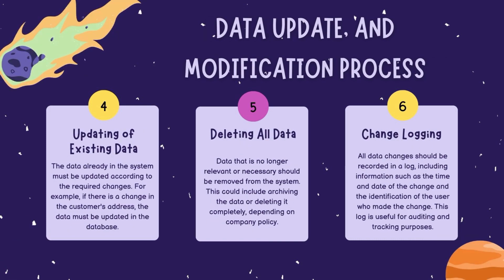Next, the fourth is updating of existing data. The data that is already in the system must be updated according to the required changes. For example, if there is a change in the customer's address, the data must be updated in the database. The fifth is deleting old data. Data that is no longer relevant or necessary should be removed from the system. This could include archiving the data or deleting it completely, depending on company policy. The sixth is change logging.